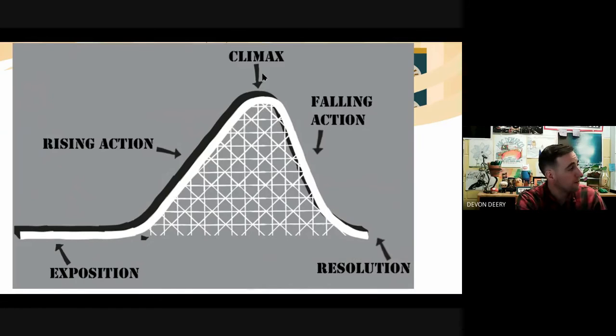Not many people remember this part, but they get caught up in the fishing net, swim down, and they get out. This is your falling action until you get to your resolution. It's a Disney Pixar movie. So obviously they all lived happily ever after.